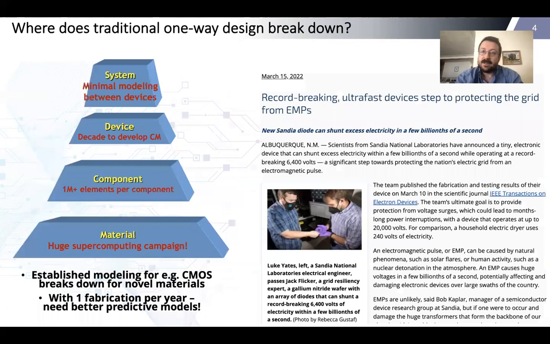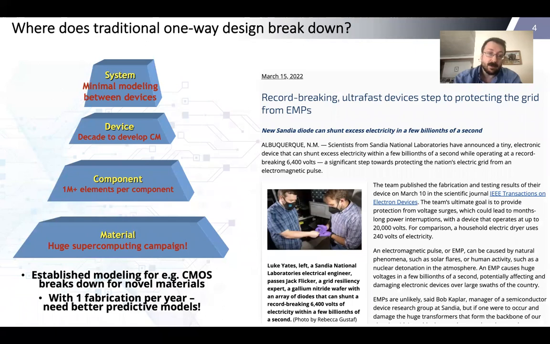So where does one-way design break down? At the material level, you're talking about launching huge supercomputing campaigns to do MD or DFT for a given material. At the component level, say you want TCAD for a transistor, you're talking about maybe up to 1 million elements to simulate that single component. And the system might have millions of transistors in it, so that doesn't scale up.